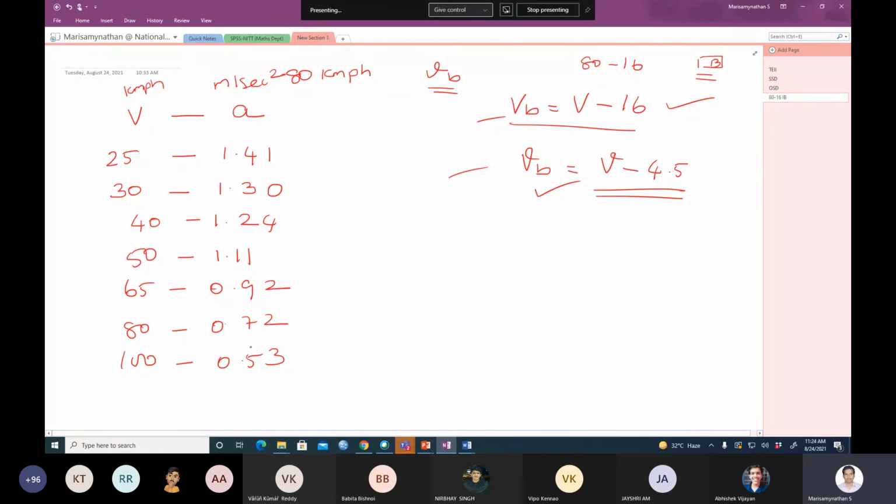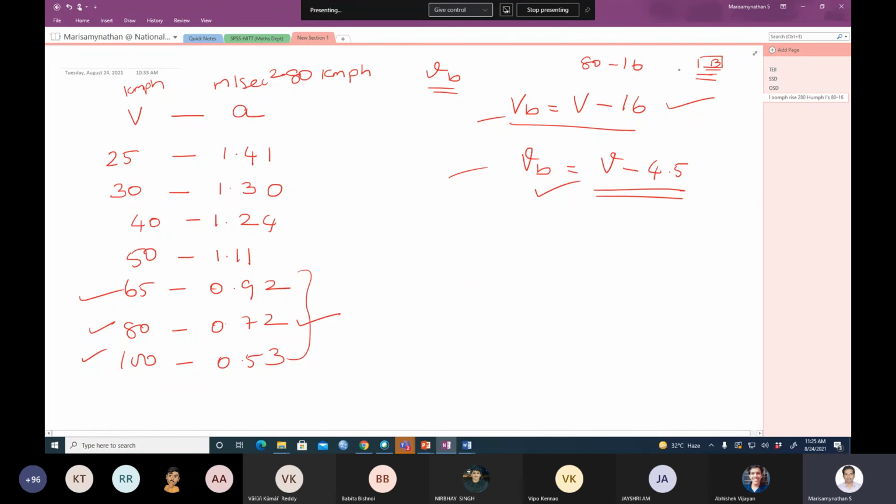Probably they will give it in the problem. If it is not given, you should know the values. Mostly the design speed will be 80, 100, or 65 out of these values, most probably. So just keep all the values in your mind for the competitive exam. If it is not given, you have to take the value from here. If the design speed of 80 is given, you have to choose the A value as 0.72. So this is with respect to the acceleration. If the speed of the overtaken vehicle is not given, you take V minus 16, and calculate accordingly.